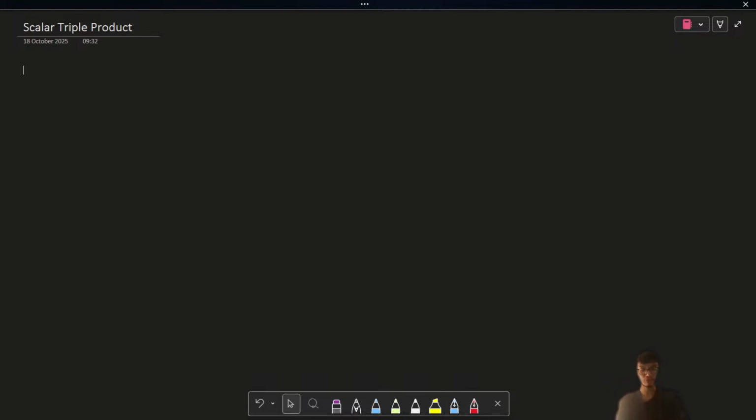In today's session, we're going to discuss the product of three vectors. Again, it will give either a scalar result or a vector result, and depending on which, I will classify them as scalar triple product and vector triple product. Today, we're going to learn about the scalar triple product. So let's start discussing the scalar triple product.